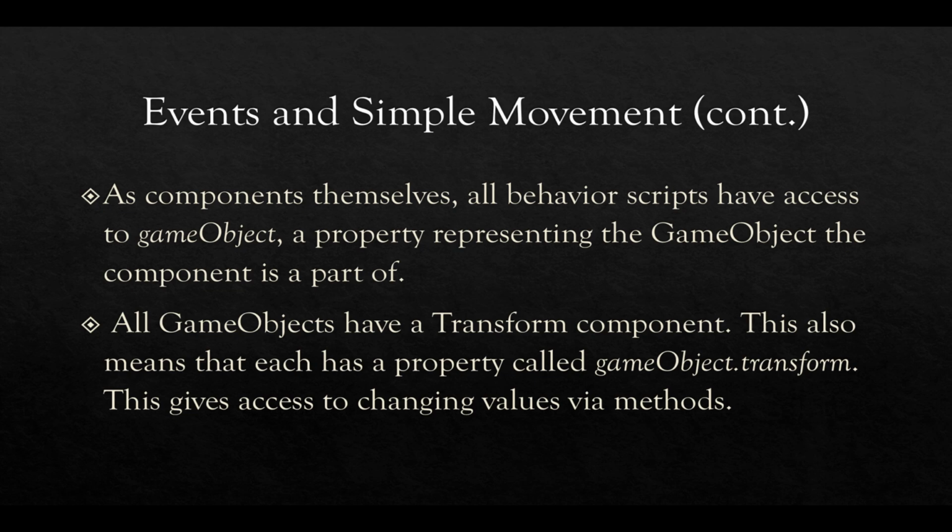So if we want to move a game object, that is, change its position or rotation, we can access transform as a property of GameObject and then use its methods to do something. So we're a little bit closer to the way we want, but there's one more key thing we want.